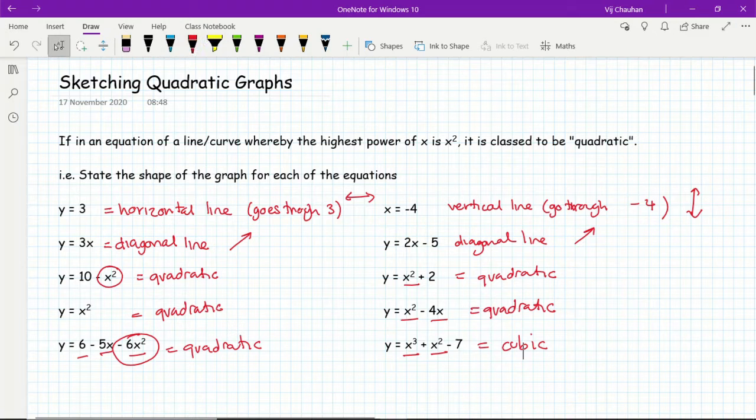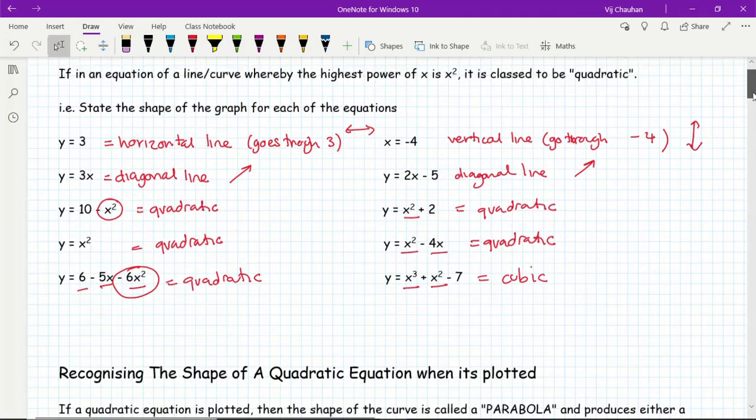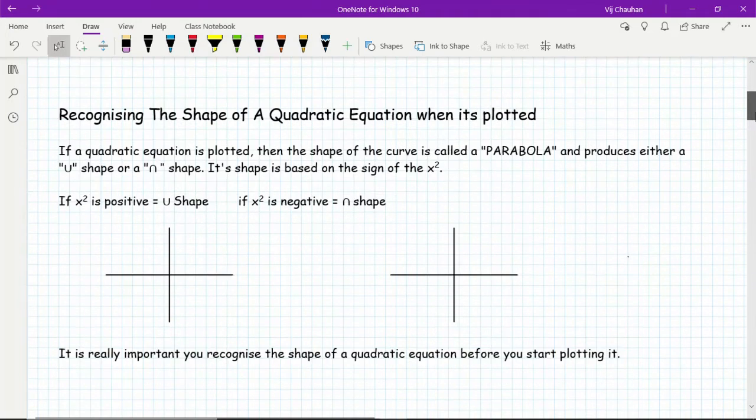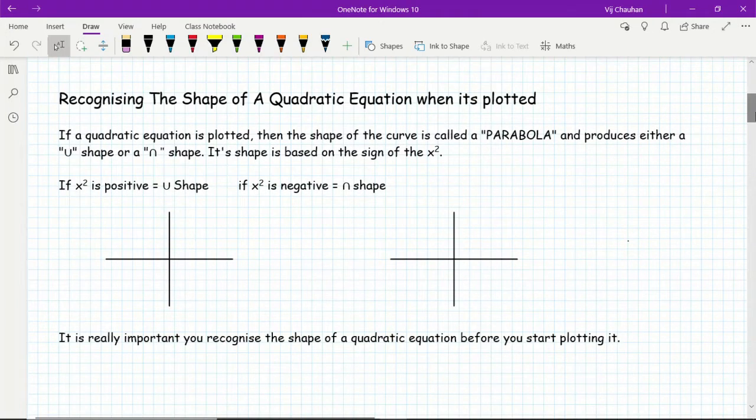So let's move on to the next part: recognising the shape of a quadratic equation when it's plotted. If a quadratic equation is plotted, then the shape of the curve is what we call a parabola. I know some students pronounce it differently, but it's actually called parabola. But then, tomato, as long as it's not a speaking exam. It produces either a U shape or an N shape.